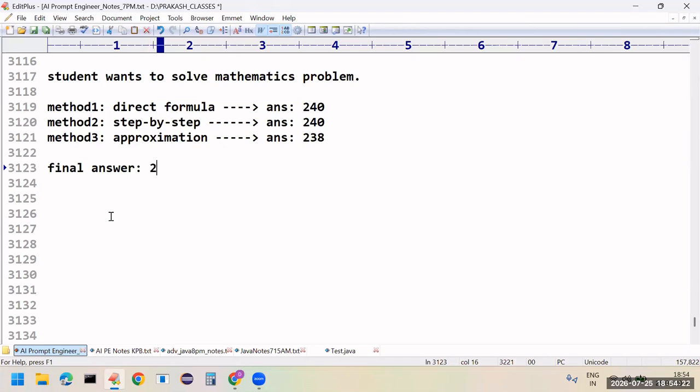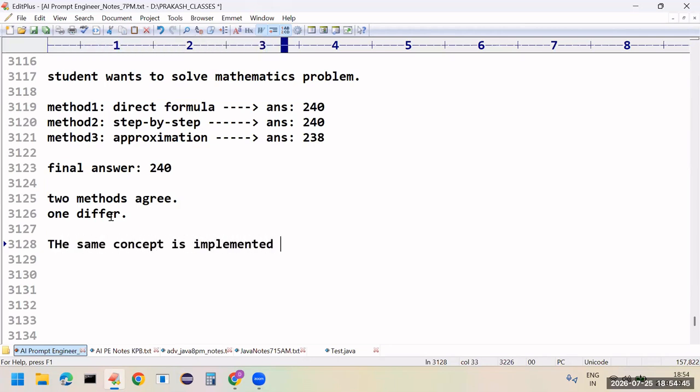Got you. Yes, 240. Because here, sir, two methods are giving the correct answer. Two methods are agreed. One is different. No worries. We have to focus only on the majority. So this is the exact concept. The same concept is implemented in which prompting? Self-consistency prompt.